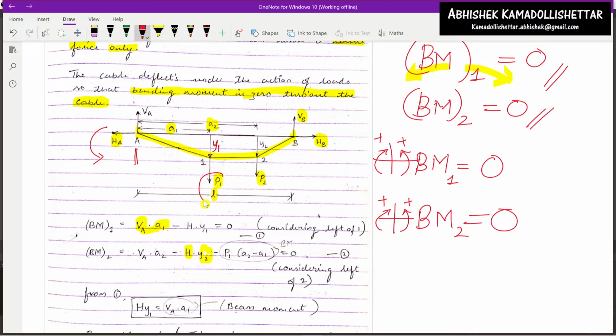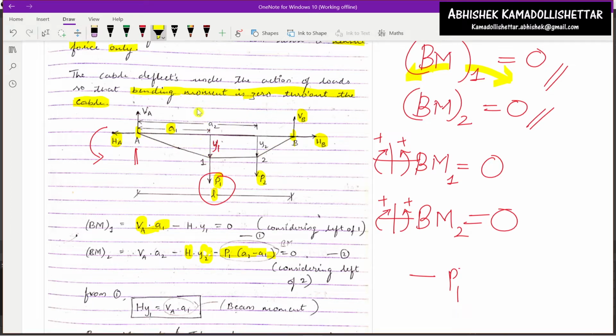The force P1 will be additional, so it will be minus P1 into the distance, and that distance is required now. We can get it from total A2 minus A1. From A2 we subtract A1, then we get that distance. That is what is written in the equation here. This is equal to 0. I hope you got it now.